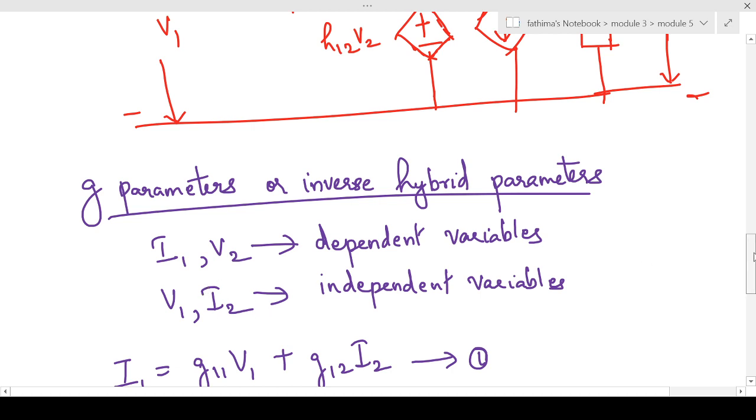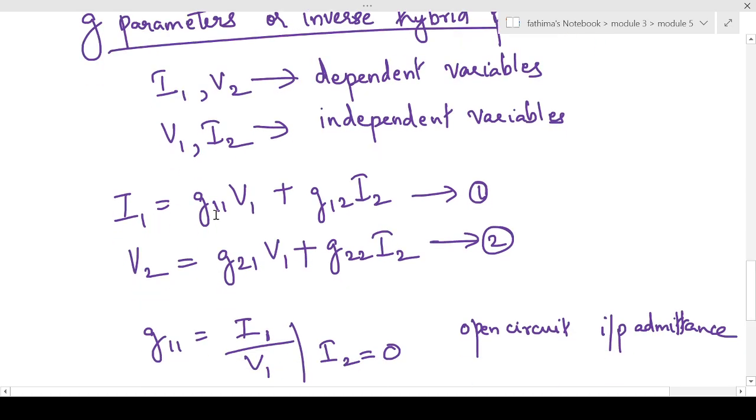So we can write the equation like this. I1 is equal to G11 V1 plus G12 I2, and V2 is equal to G21 V1 plus G22 I2. This G parameter is not mentioned in your syllabus, so you don't have to study this, but for your knowledge I am saying this.